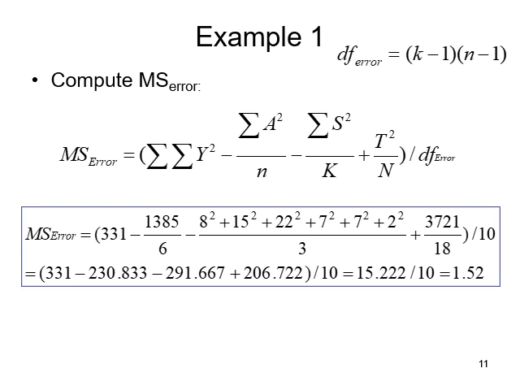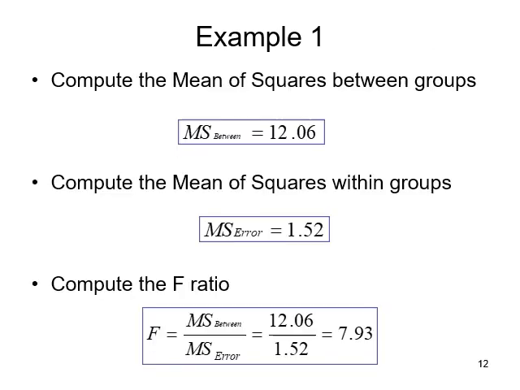We're going to take the A squared divided by small n from the top of the equation, 1385 divided by 6, and just put it into this equation. And we're going to put the T at the end of the equation, T squared divided by big N, 3,721 divided by 18, and just pop that in the equation as well. What we're adding, though, is the sums of squares: 8 squared, 15 squared, 22 squared, 7 squared, 7 squared, and 2 squared divided by the number of conditions, k, 3. And finally, the entirety of it divided by the degrees of freedom of error, in this case, k minus 1 times n minus 1, and that's small n, which is a 10. So again, we're going to simply run through the equation.